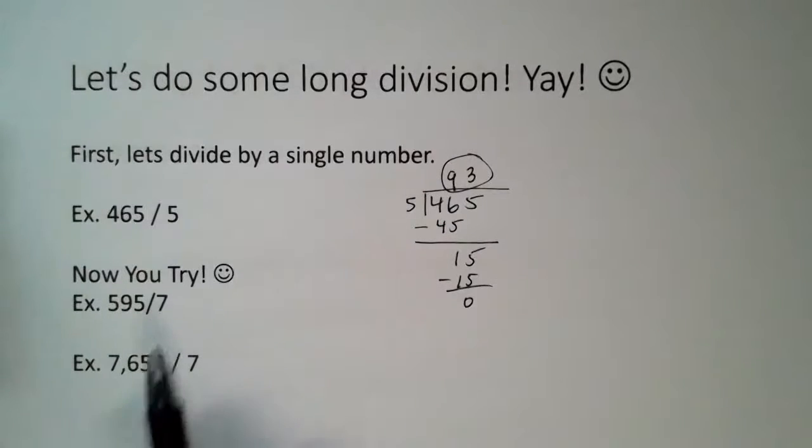So now you try. Here's a couple. 595 divided by 7 and 7,650 divided by 7. Go ahead and push pause and try these out, and then we will go over them in about 10 seconds.